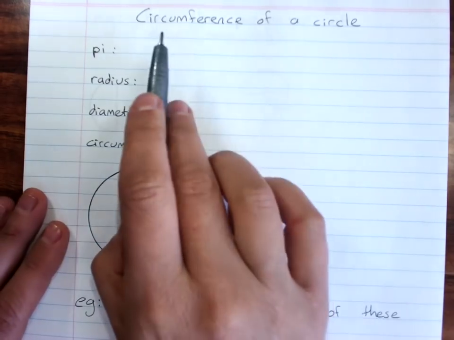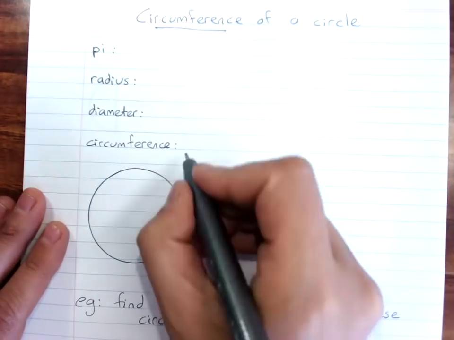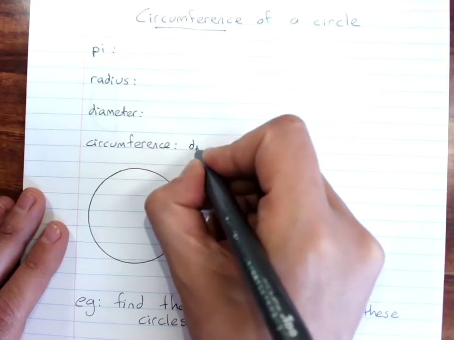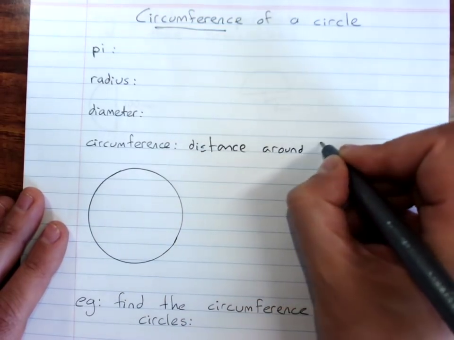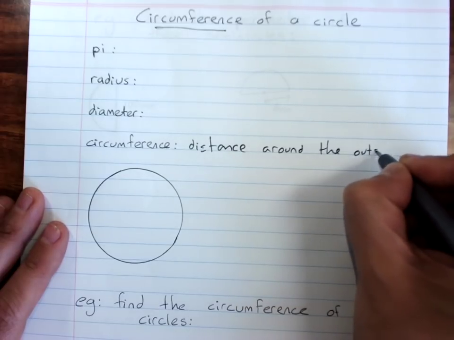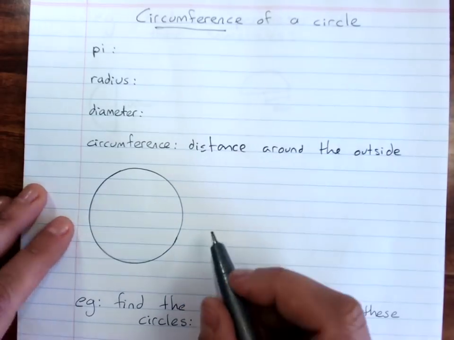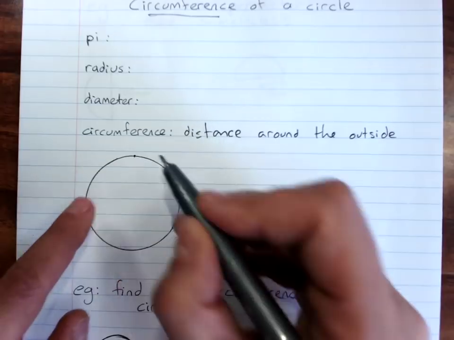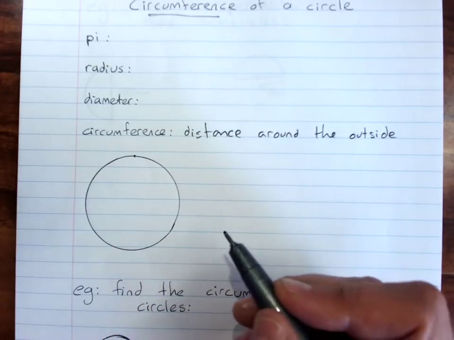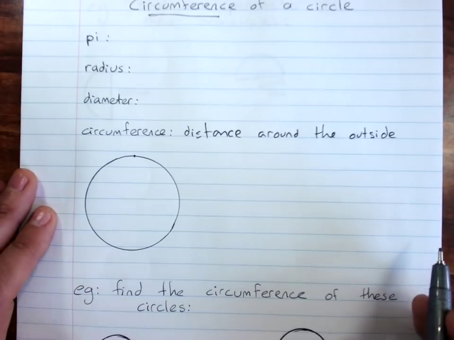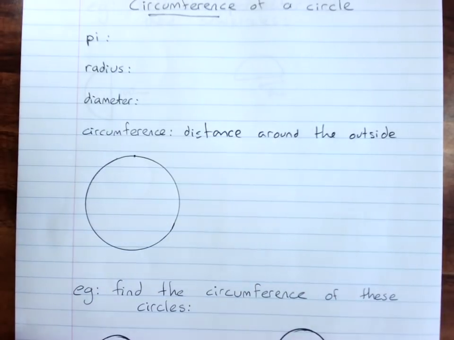We're looking at the circumference of a circle, which is the distance around the outside. So it's like the perimeter of a circle, the distance if I put a starting point all the way around here. Now to do this, we have to learn some parts of a circle.